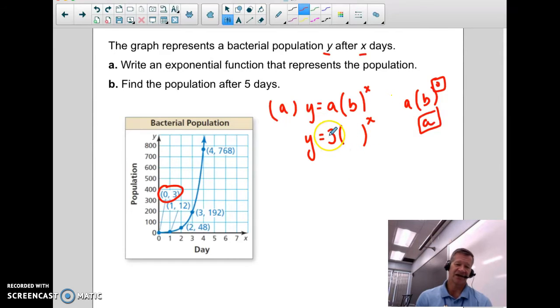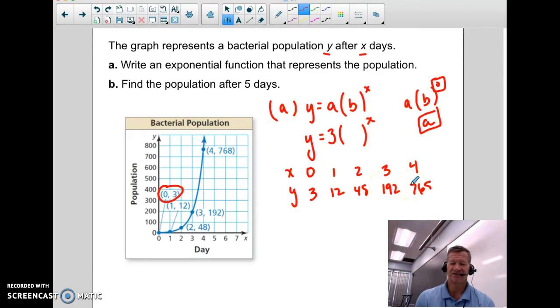So again, how did I find a? It's whatever the y value is when x is 0. Right? Now how do I find b? Well, remember, b is what's going to happen to the y values as x goes up. If I were to make a table here of x and y values, you notice the x values go from 0 to 1 to 2 to 3 to 4. Well, what happens to the y values? Well, the y values start at 3, then go to 12, then 48, then 192, and then 768.